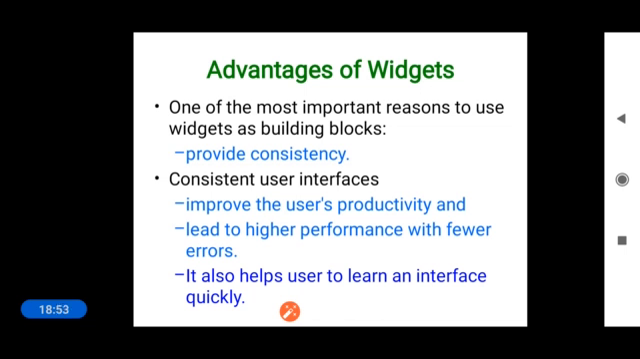Okay, so many advantages are there. Consistent user interfaces will improve the user's productivity. It leads to higher performance with fewer errors, and it also helps the user to learn an interface quickly. That's what speed of learning is.